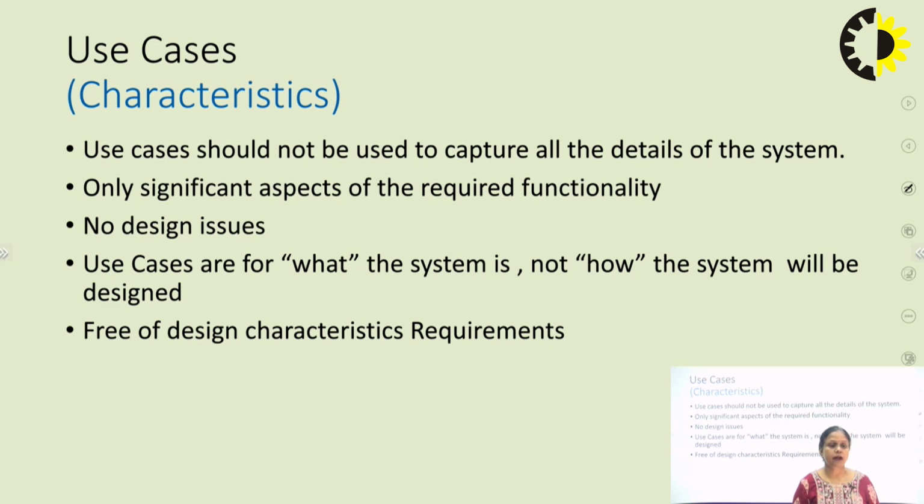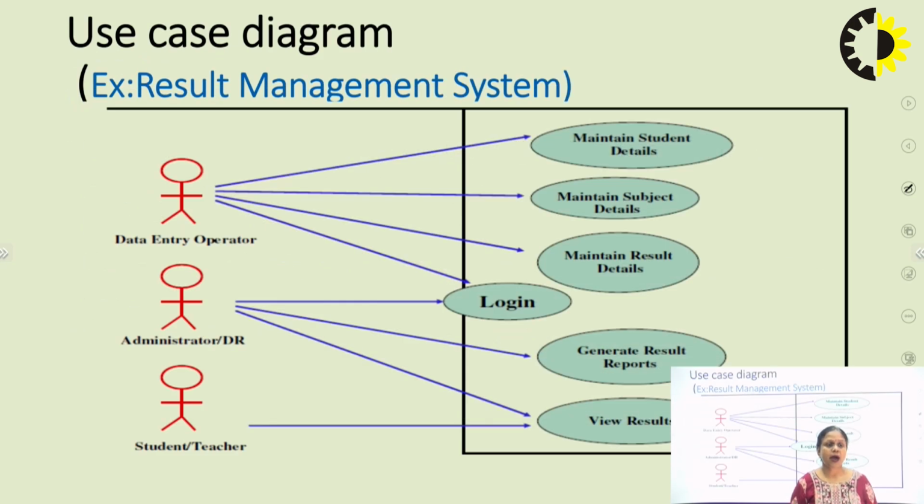We have an example of the result management system. So you can see here, this is the use case diagram for the result management system, and these are all the actors. An actor is someone who will use the system, and in this diagram these are all the use cases. Use cases mean the functionality which we should have in our system.